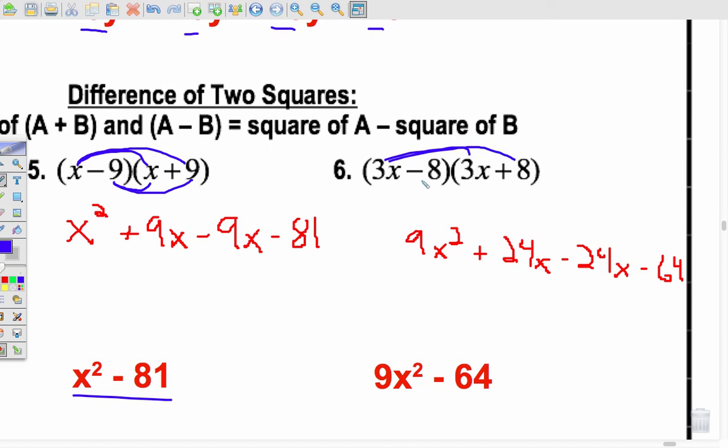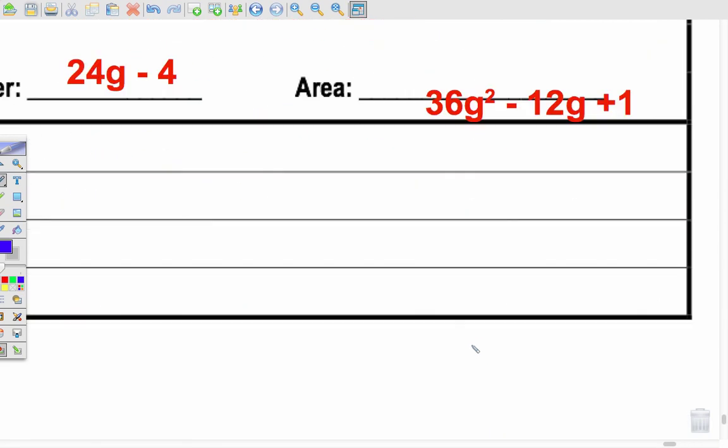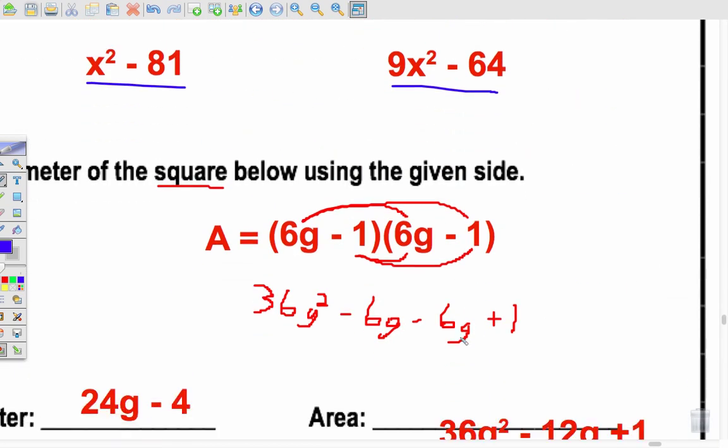Same thing here. Distribute it out. You're just backing up this property. If you distribute it out, 3x times 3x, that's 9x squared. Then you're going to have plus 24x minus 24x minus 64. So the answer is 9x squared minus 64. Just a nice property to save you some time.